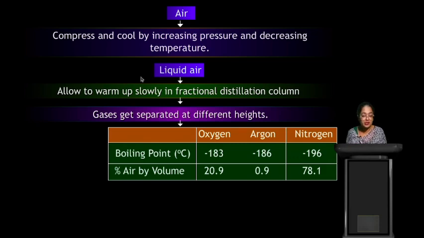Then what is the percentage of air by volume? Oxygen in the air is only 20.9%, argon is 0.9%, and nitrogen is 78.1%. So even with nitrogen at 78.1%, there's a difference in the boiling points. You can see the difference, no? Because of this difference, you can separate them through what? Through fractional distillation.